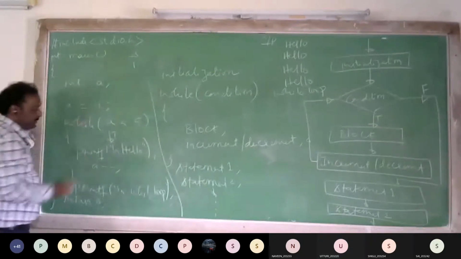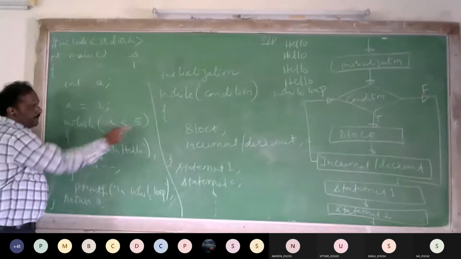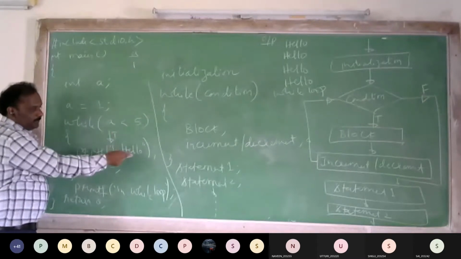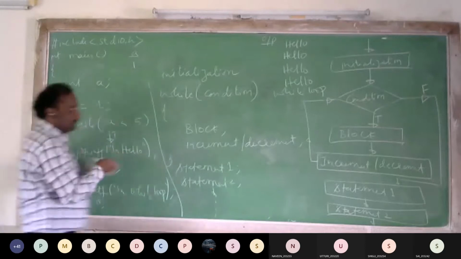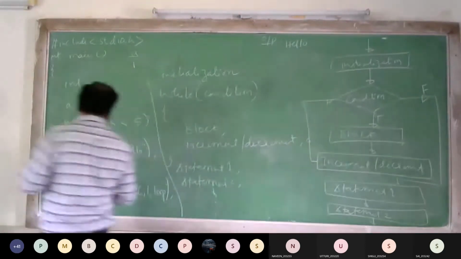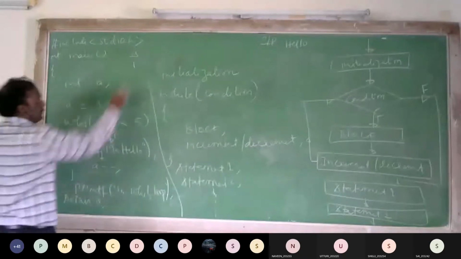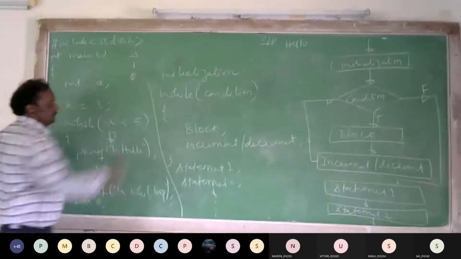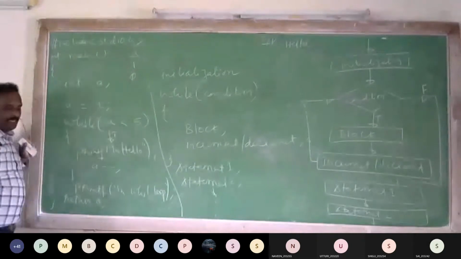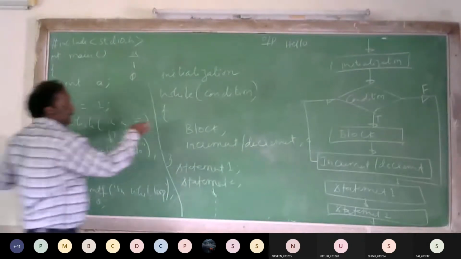because A value is 1. Initially A value is 1. Now, 1 is less than 5. True. True means it will print one time hello. Now A minus minus. So 1 minus 1, 0. Now again it will test the condition. 0 is less than 5. Yes. It will print again hello.